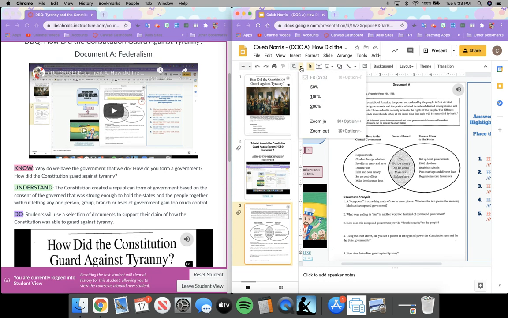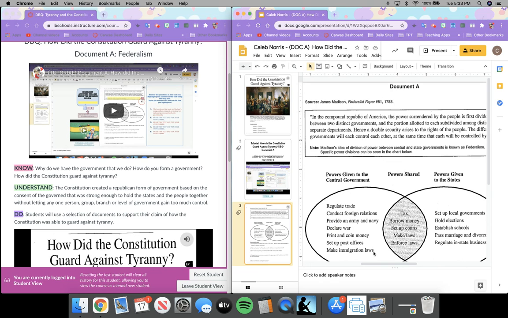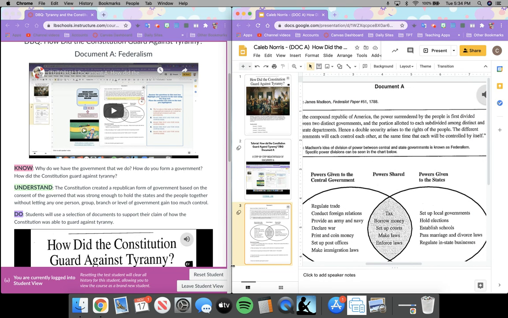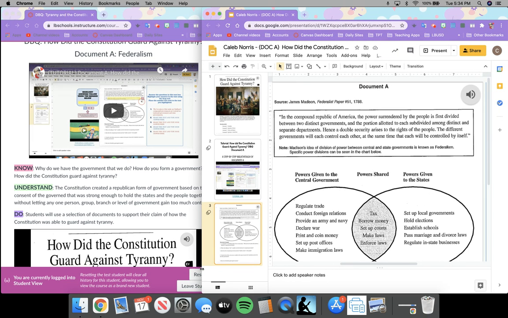Okay. So I'm going to zoom in a little bit to help me read. I might have to make this window just a tad bit bigger. Okay, so the source for document A is Federalist Paper number 51 by James Madison, and it was written in 1788. James Madison was one of the main authors of the Federalist Papers. These were written during the ratification process, when they were in the process of putting together the Constitution and deciding to sign it and put it into law. These papers were written to either support or go against the Constitution.